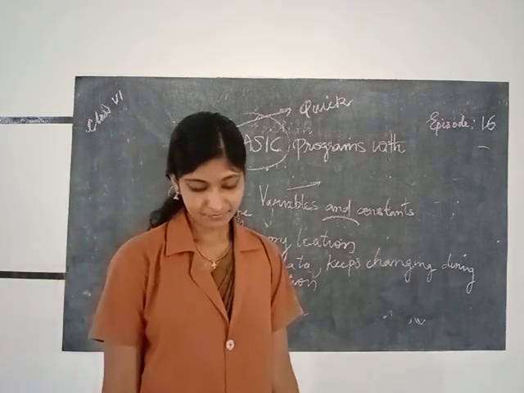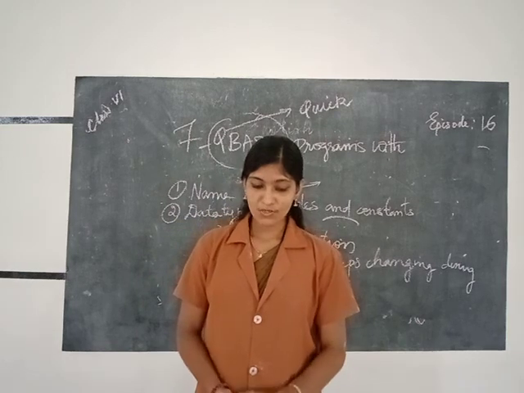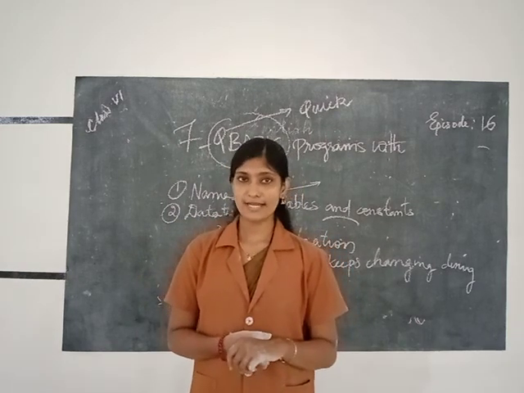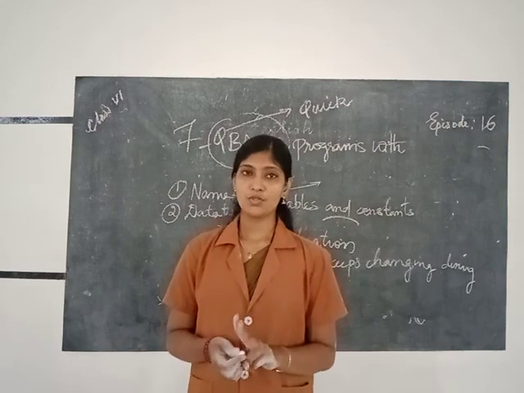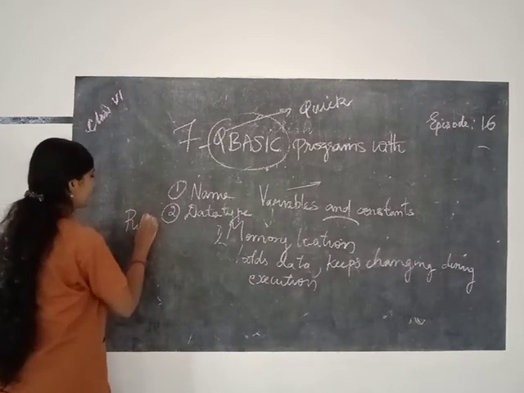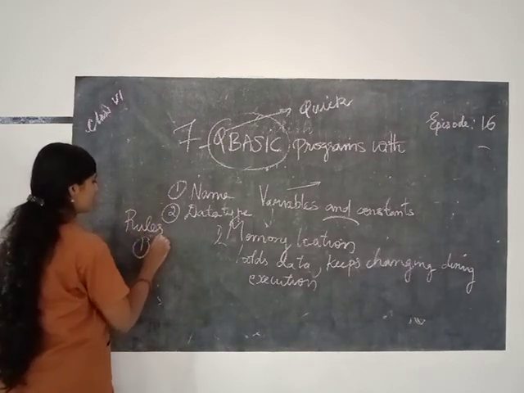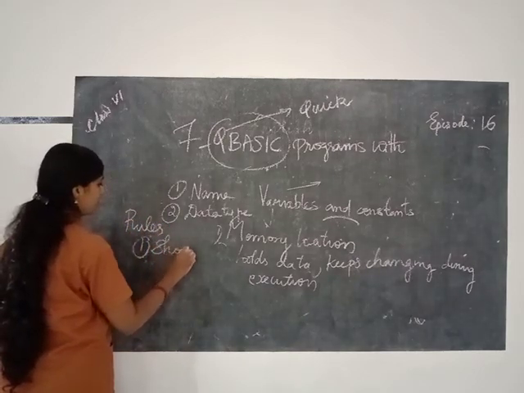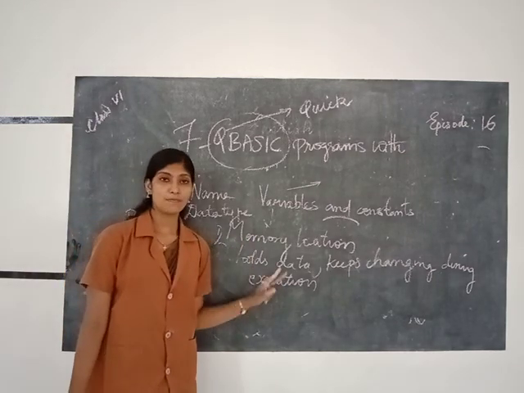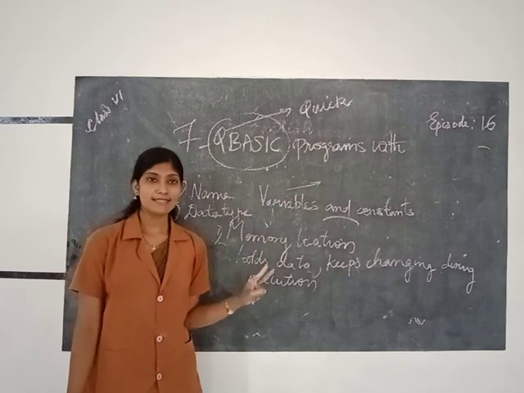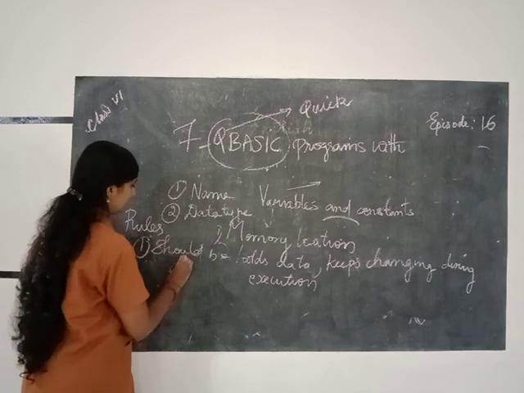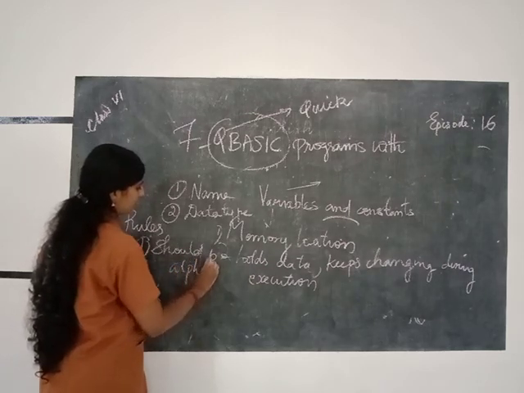So here there are some rules for declaring variables. First one, the first letter should be alphabetic, and the second rule is it should be fewer than 1023 characters. So the first letter should be alphabetic.